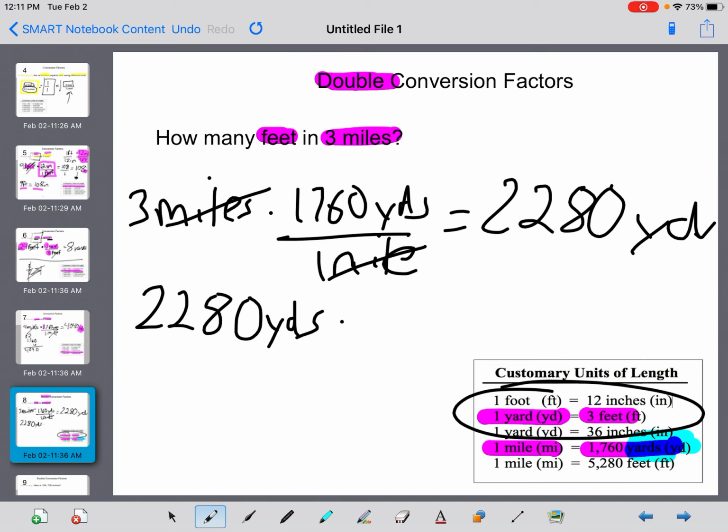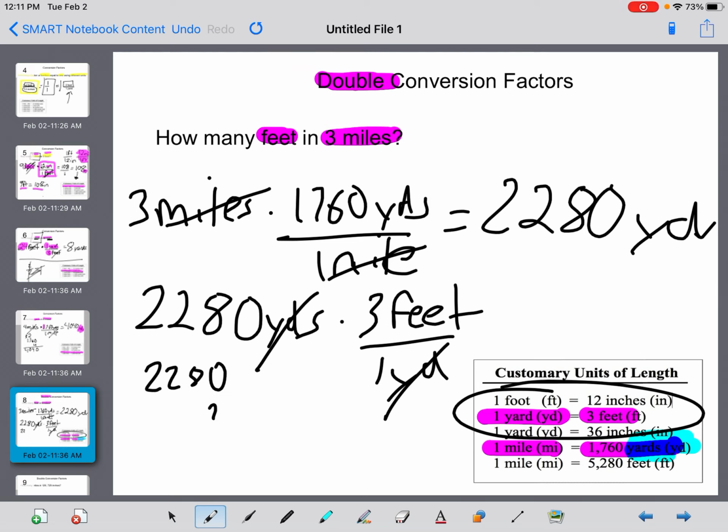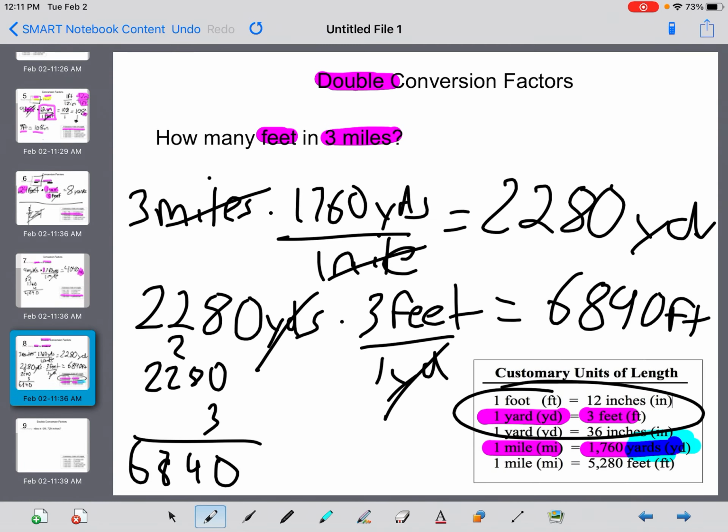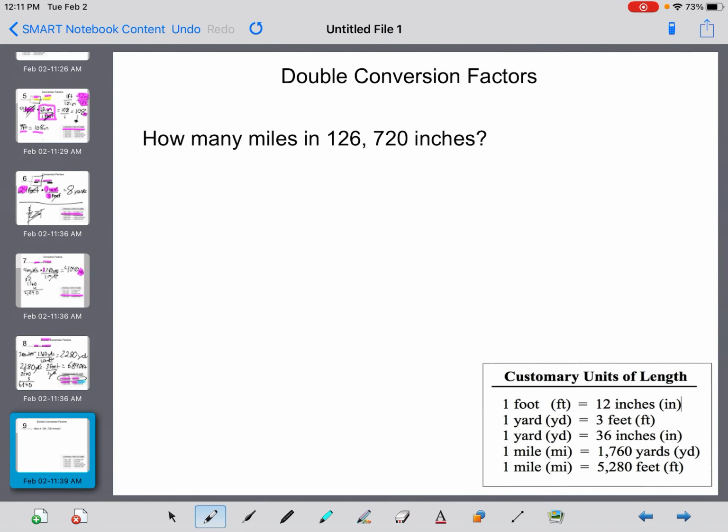5,280 yards. Don't forget your units. And now I want to go from yards to feet, which I have right over here. Remember, what do I want? I want the unit I want on top. So I do times 3 feet over 1 yard. Cancel out, and I end up with 5,280 times 3. And then I can do the math there, and I get 15,840 what? Feet. So grade 7, a double conversion factor just means that you need to do the steps twice.